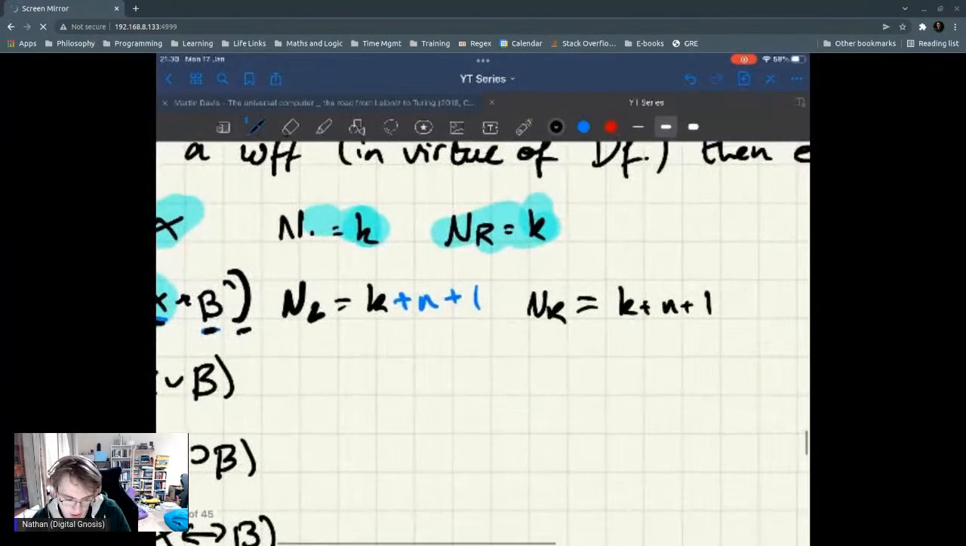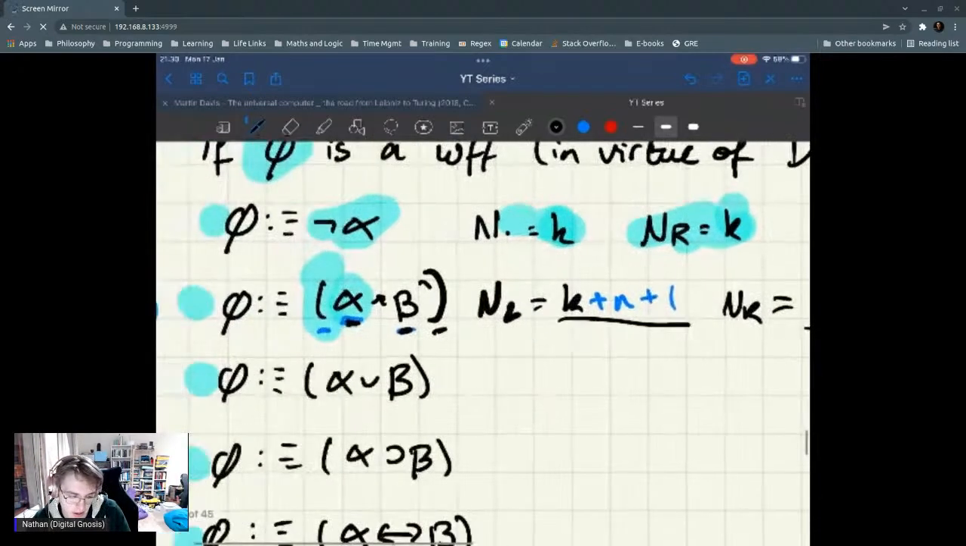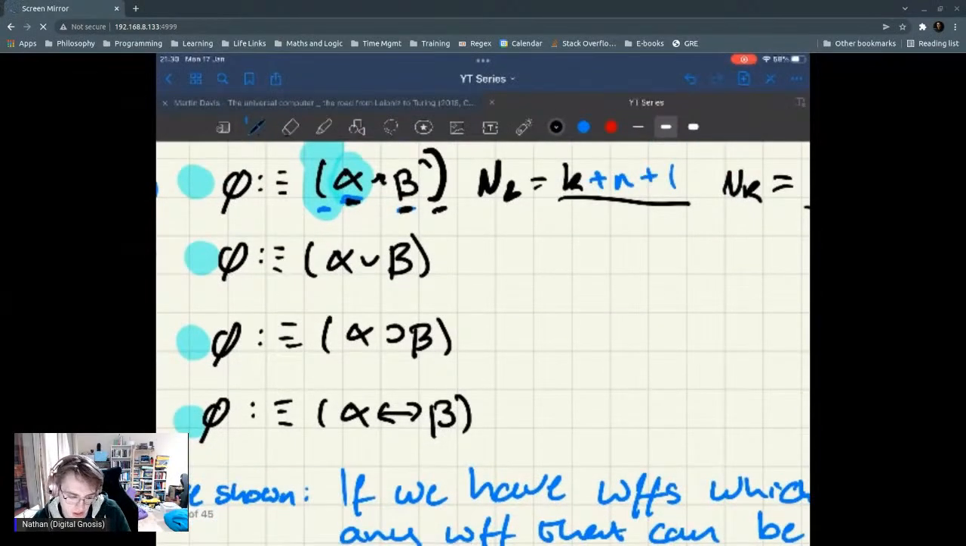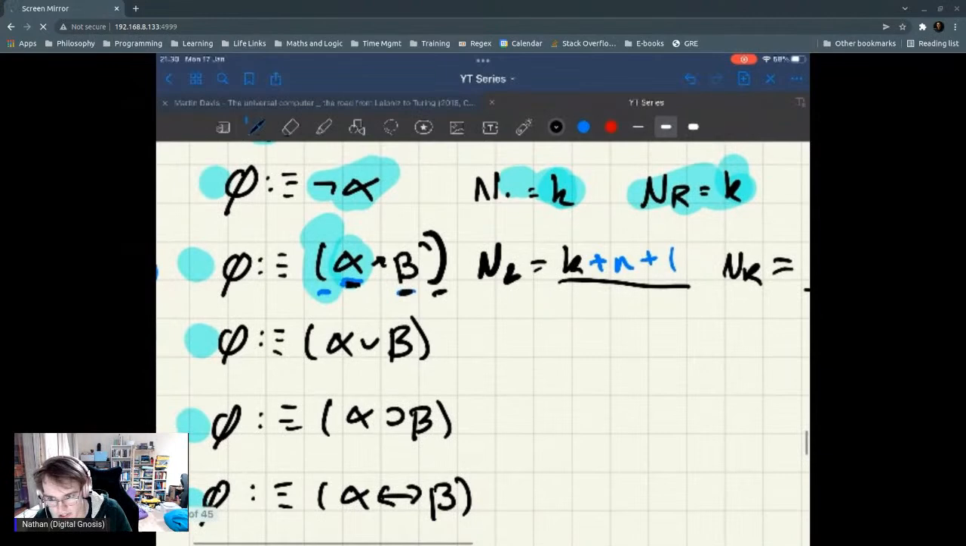Okay, so we can see it's k plus n plus 1 for left and right, so the number of left-hand brackets equals the number of right-hand brackets in that case. And you can probably see it's going to be the same for each of these, but let's just walk through them each again.